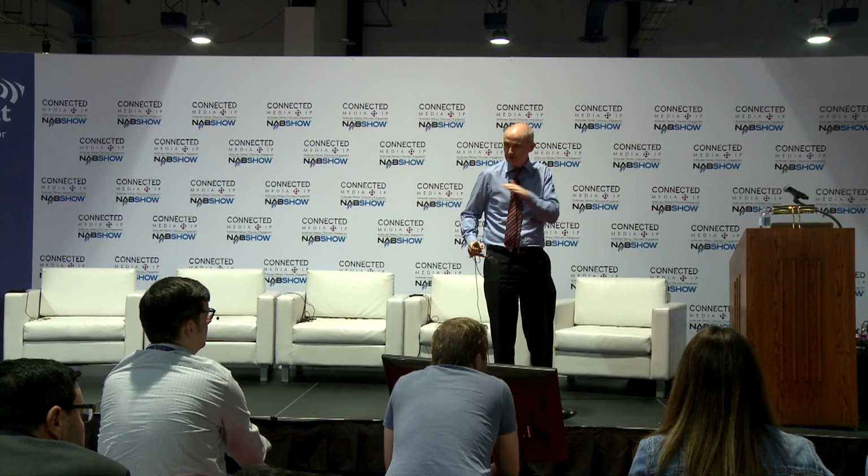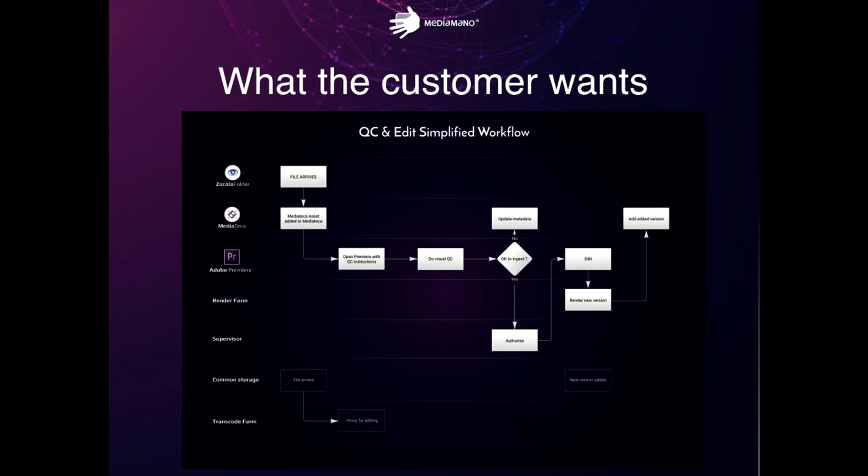Why? Because when you talk to a client, he or she necessarily has an overview of what's going on in their installation, okay? They have an overview, and this is an example of a QC and edit simplified workflow where basically you bring some media in, you do some quality control on it. If the quality control is okay, you authorize it. If it's not okay, you might want to edit it, and then you send it onwards. That's an overview, right? It's a simplified version of what you're doing. In practical terms, what does it do?